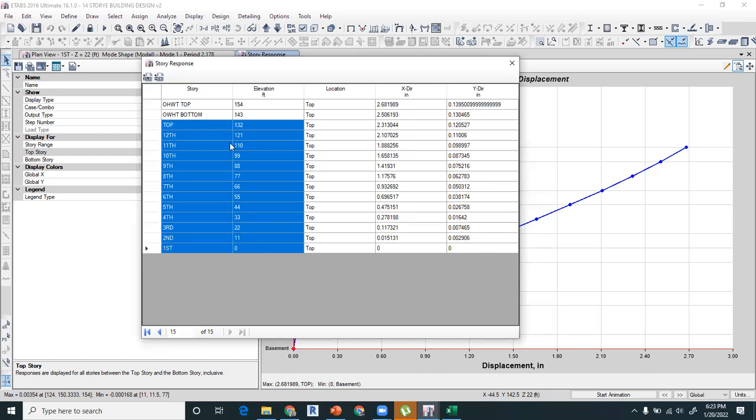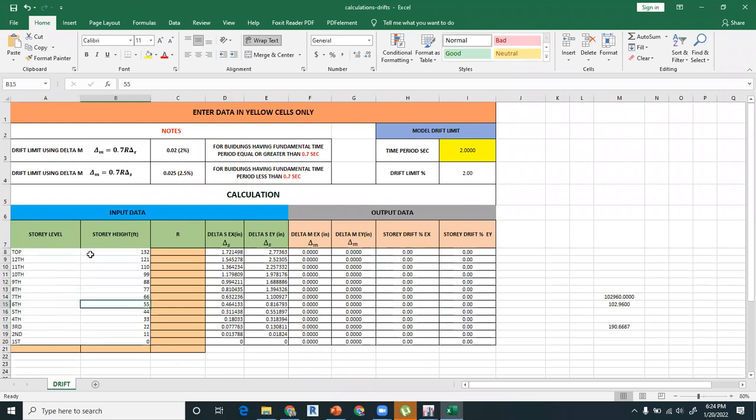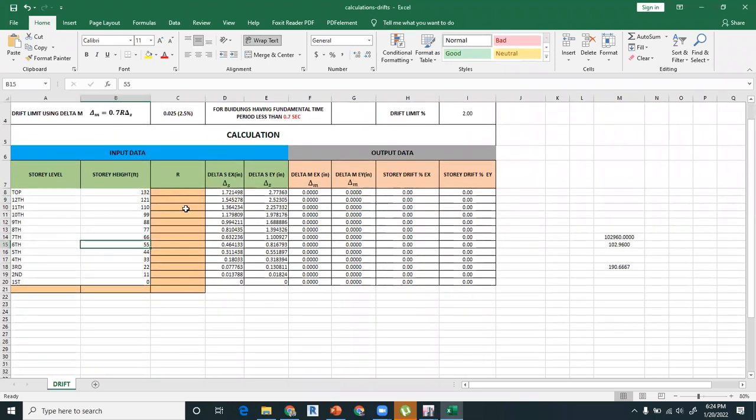Take a copy of this by Control C and go to this drift calculation sheet, and you have to insert the value in here, right? So this is the value, and you have to insert the R value you have used. We have used 8.5, so we will be using this 8.5 value, right? Now the next part is you have to insert delta S for X direction and delta S for Y direction.